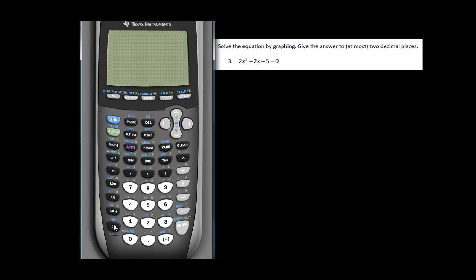Okay, so we turn it on. We want to make sure our window is all set. So we want to go from min to max, -10 to 10, scale of 1, -10 to 10, scale of 1. So that's all set.